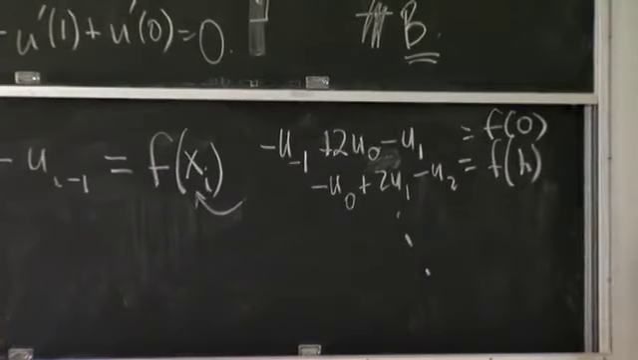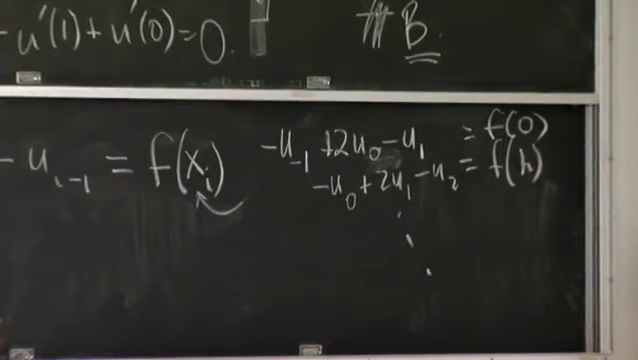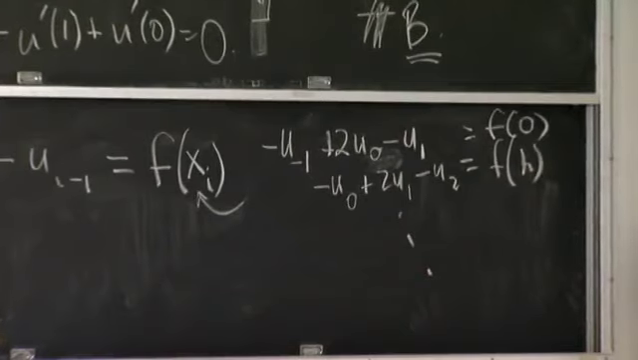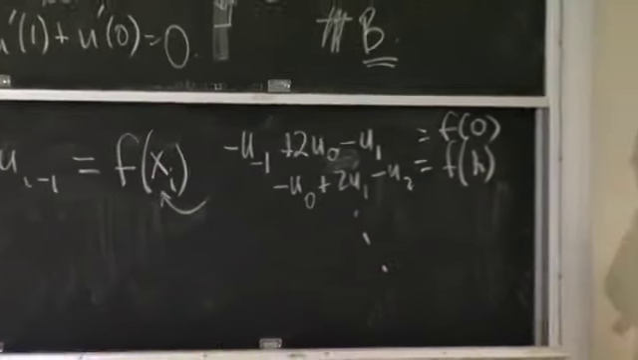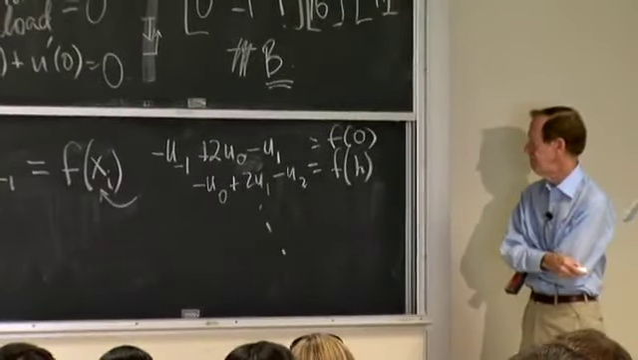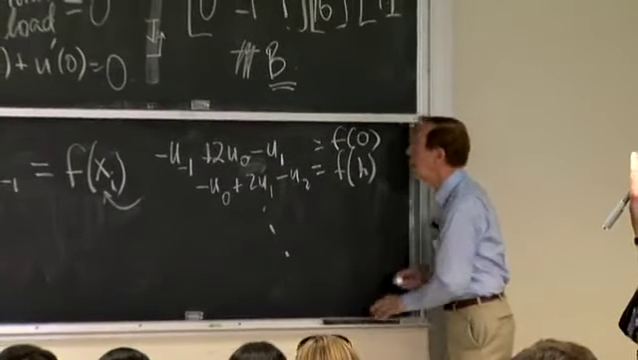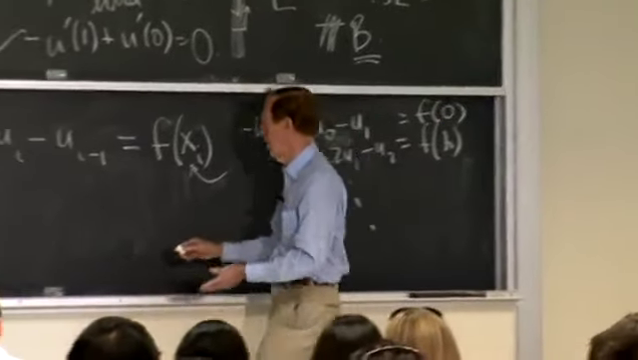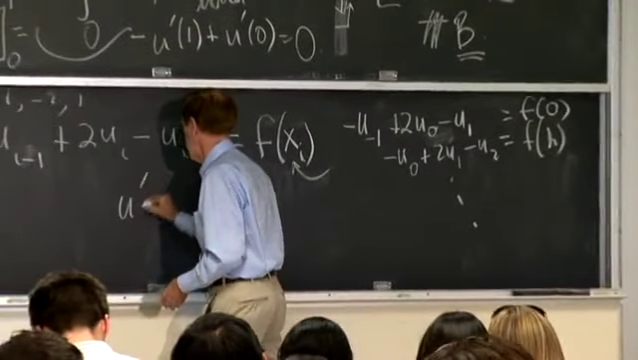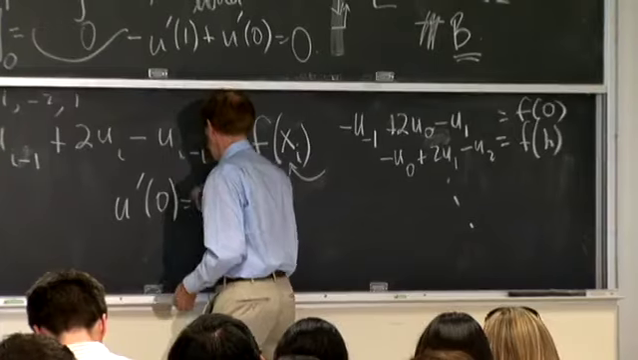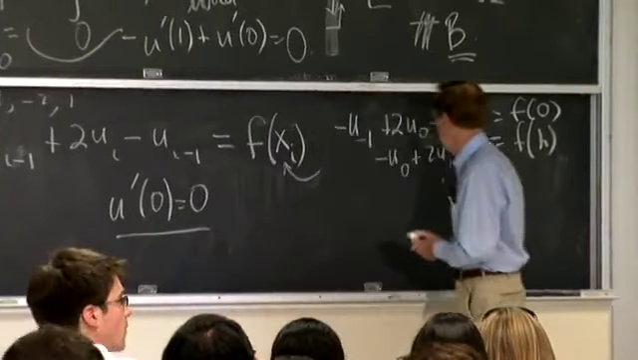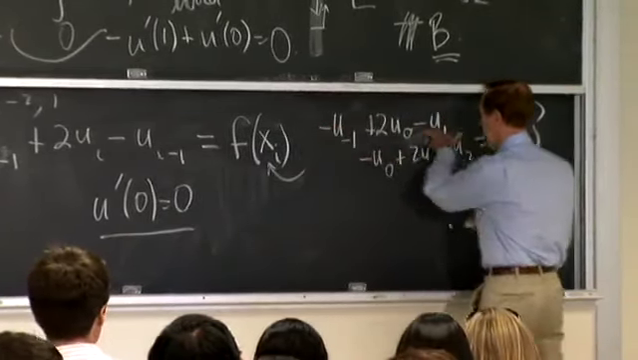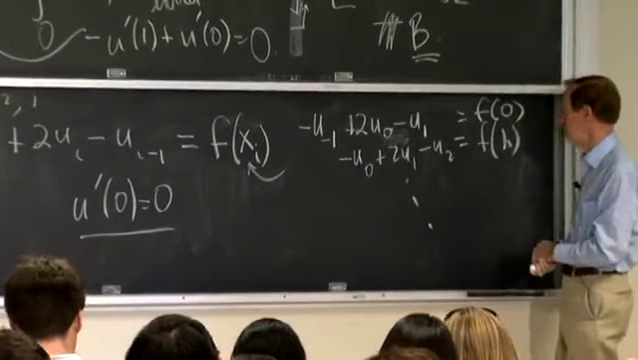But now I want to put in the boundary condition. That's what you want me to do, right? Put in this boundary condition. So what am I going to take as boundary condition? It has to be some approximation to U prime of 0 equals 0. Maybe I'm never going to get to minus 1. Maybe I don't need minus 1.